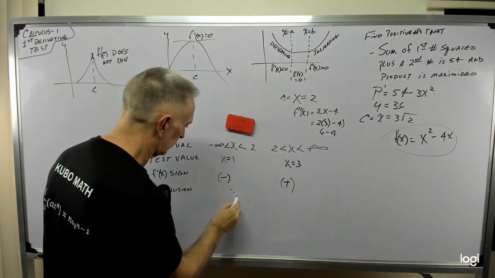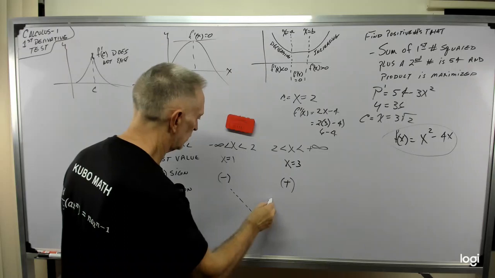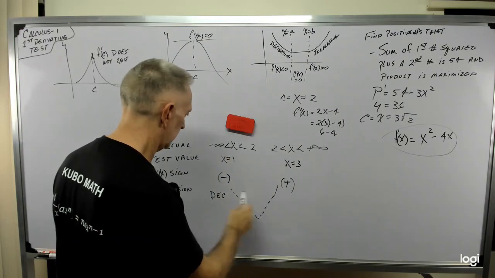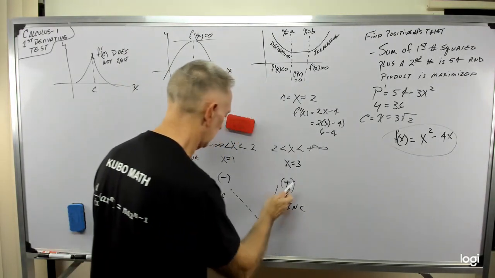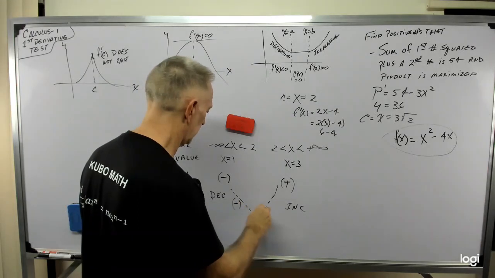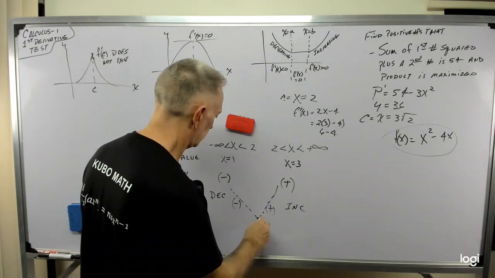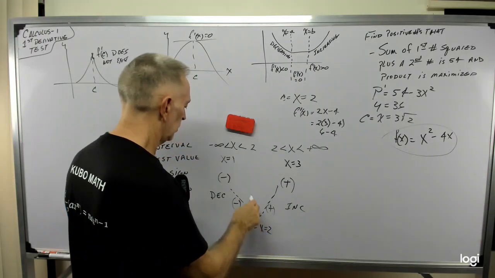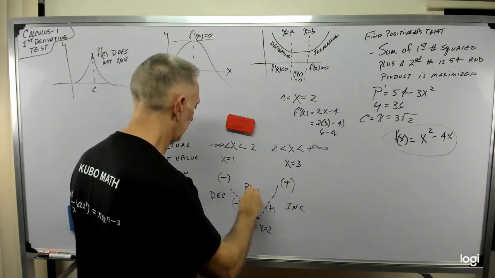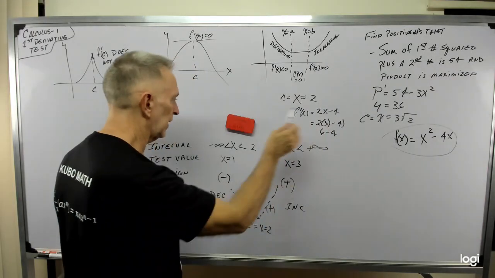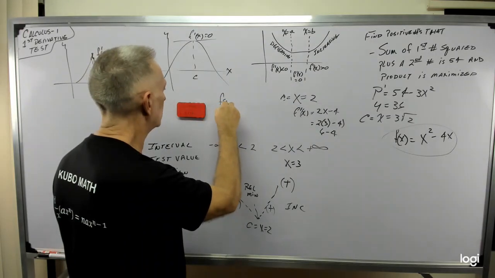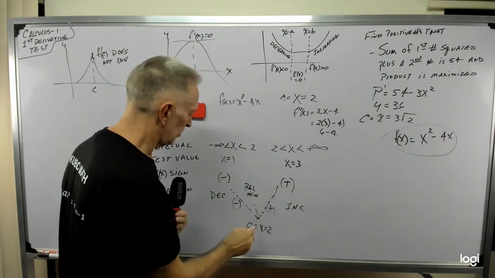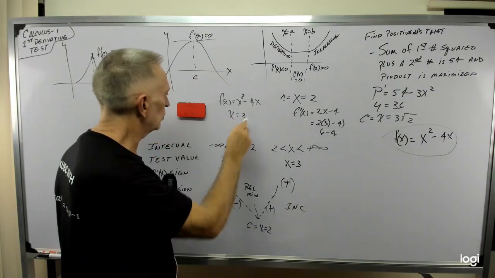So I have a negative slope and then a positive slope. So my function is decreasing here. It's increasing on this side. So my slope was negative here, positive there. And this point C is when x equals 2. So that is a relative minimum. So in that function we had where f of x equals x squared minus 4x, you reach a relative minimum when x equals 2.